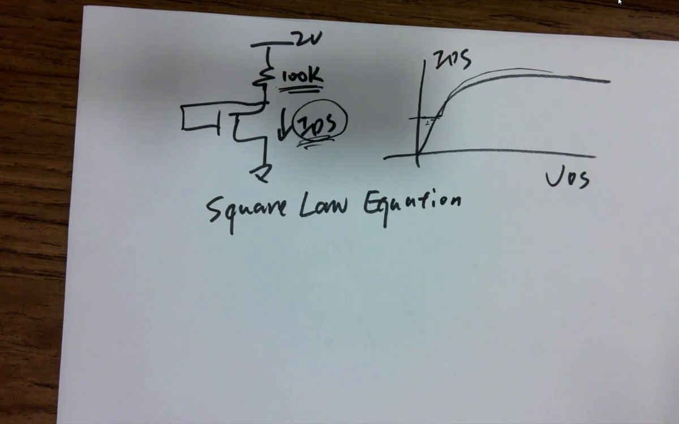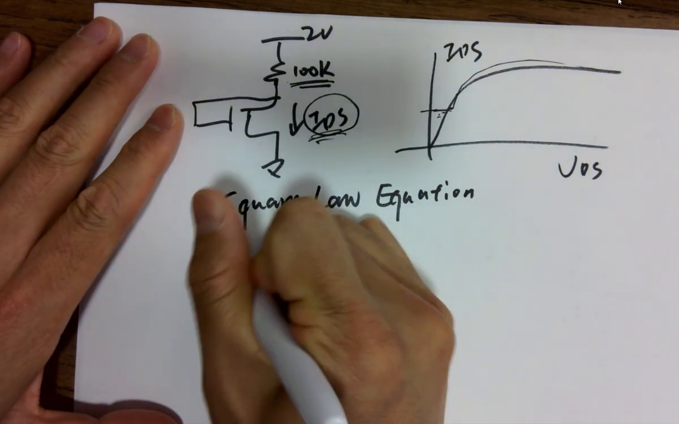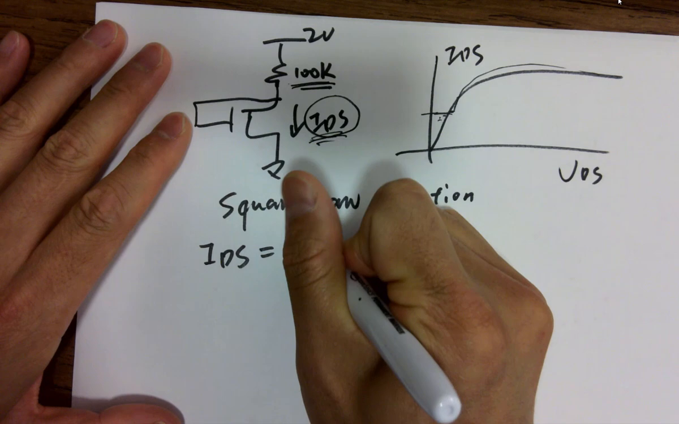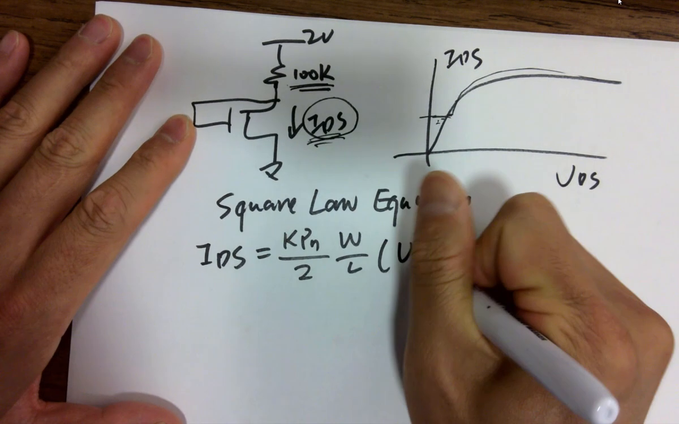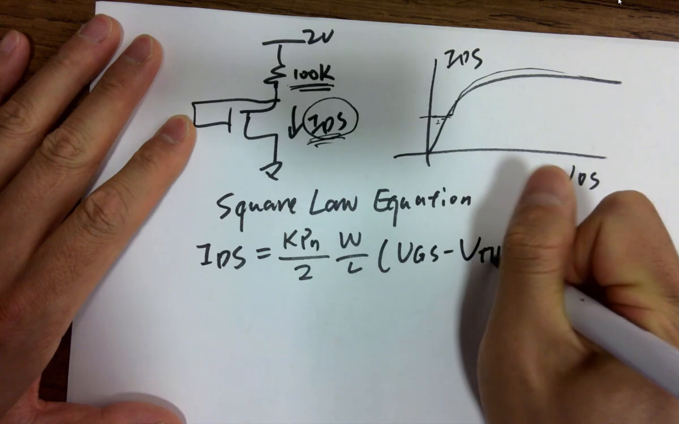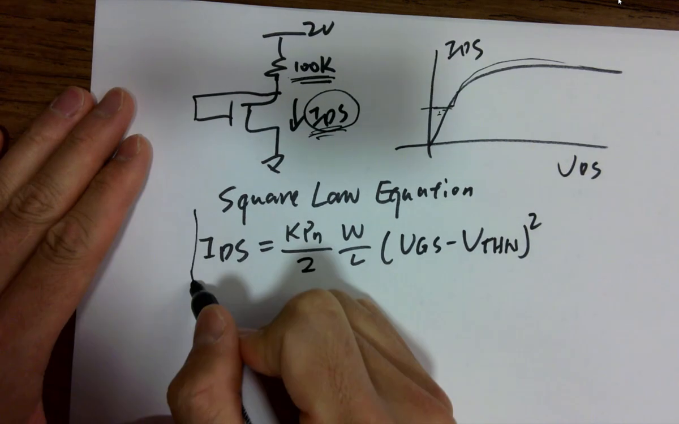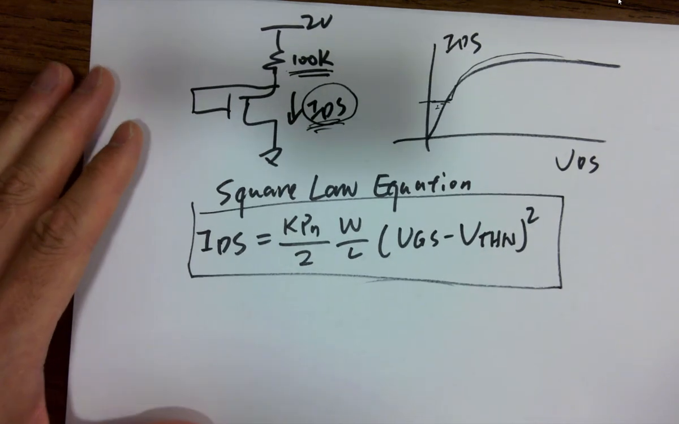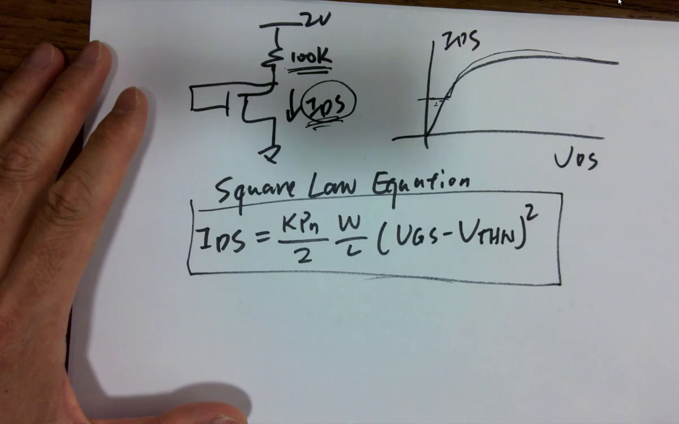That dominates the current flowing through the channel, and IDS for the NMOS for this example equals KPN over 2 times width over length, times VGS minus VTHN squared. Now we don't have too many equations in this class. It's not really math heavy. It's hands-on heavy actually. So this is called the square law equation.